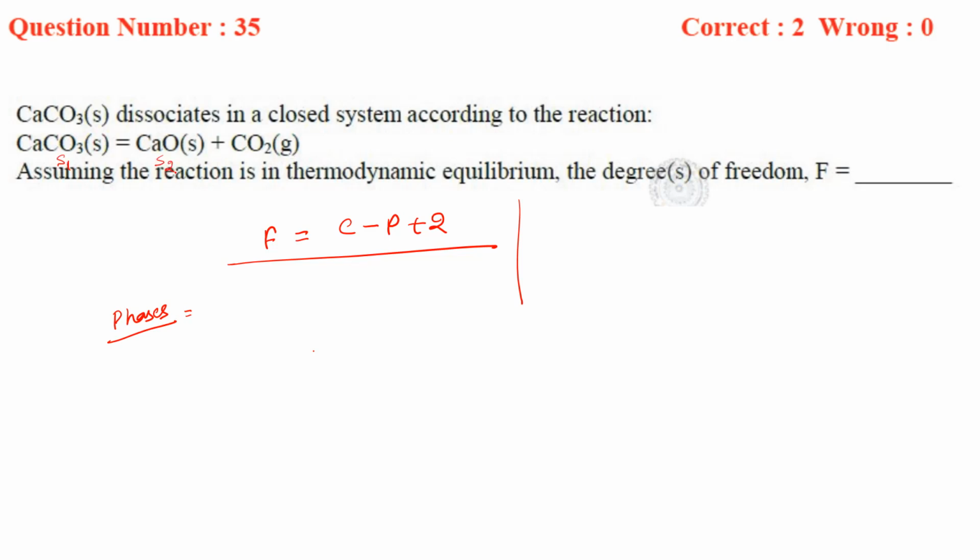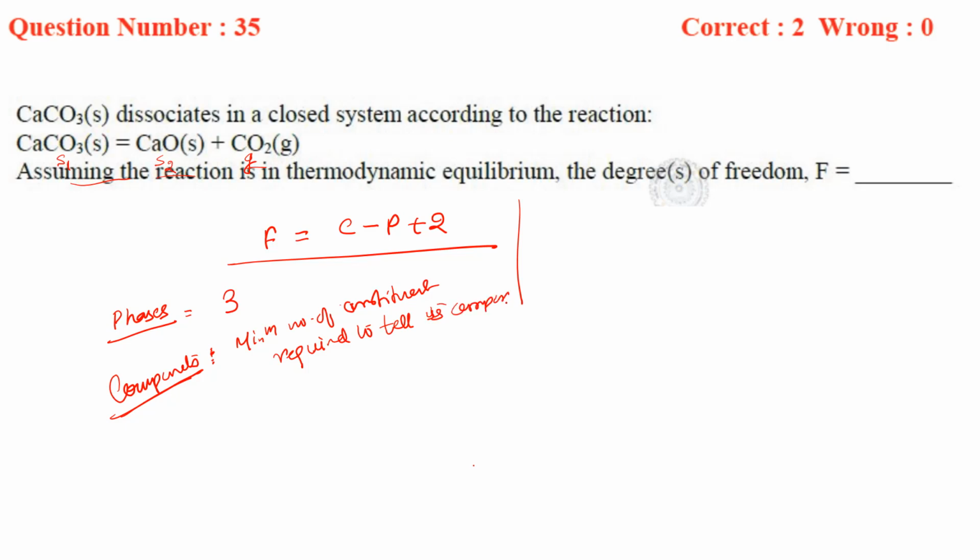This is solid, and this is gas. So they are basically 3 phases, right? If you see the components, a component is basically the minimum number of constituents required to tell its composition, right? So what will be the minimum required?